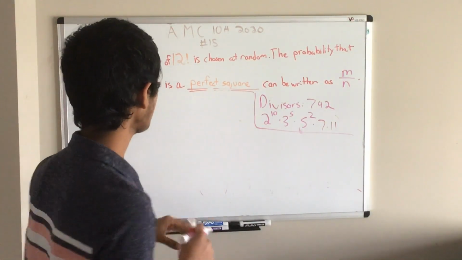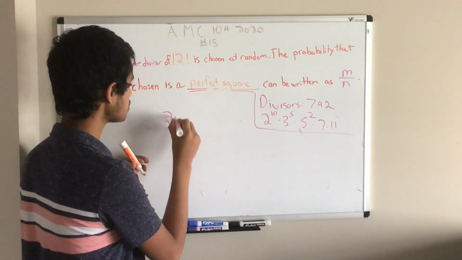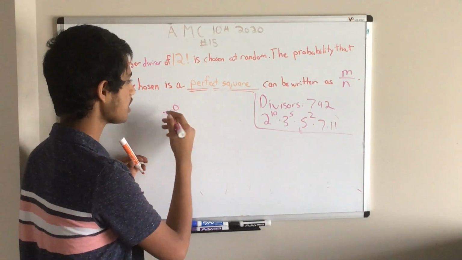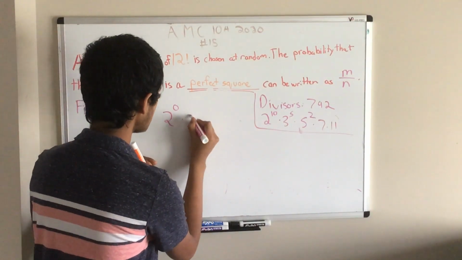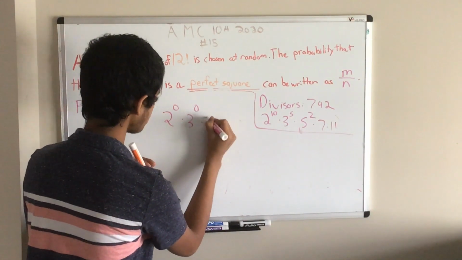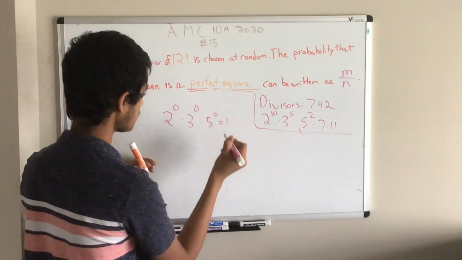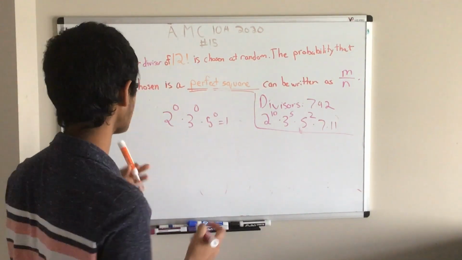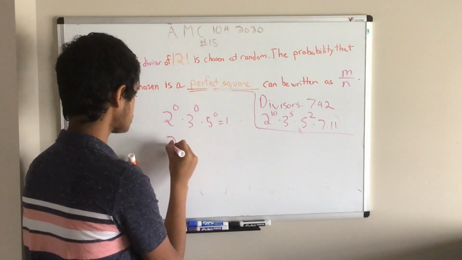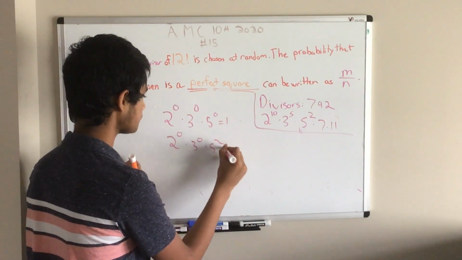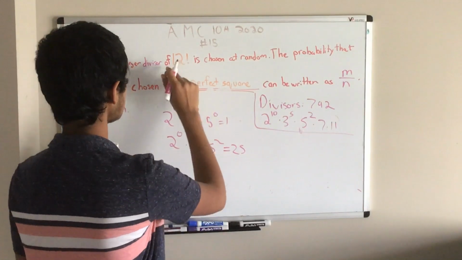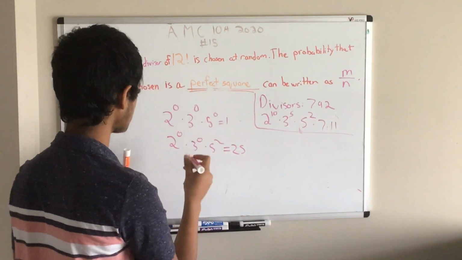So we're going to start with, what if it's 2 to the power of 0? So it's just going to be 1 over here. So a possibility for that is another 3 to the power of 0 times 5 to the power of 0. So that's just 1. Okay, that seems like a divisor of 12 factorial. What about 2 to the power of 0 times 3 to the power of 0 times 5 to the power of 2? That's 25, which is a divisor of 12 factorial.